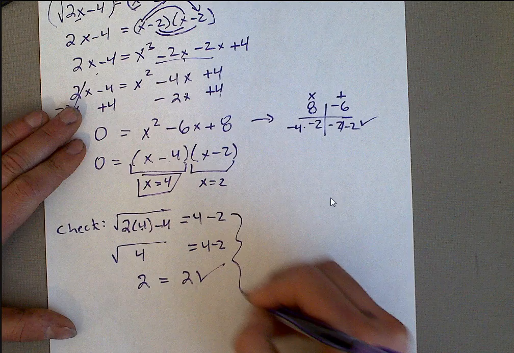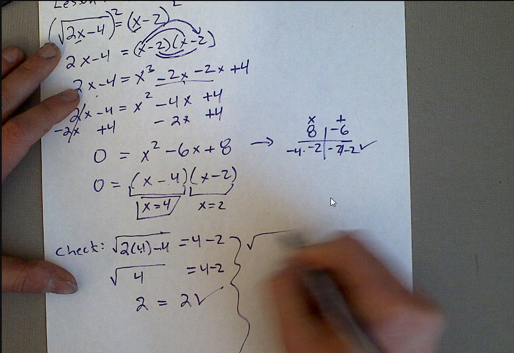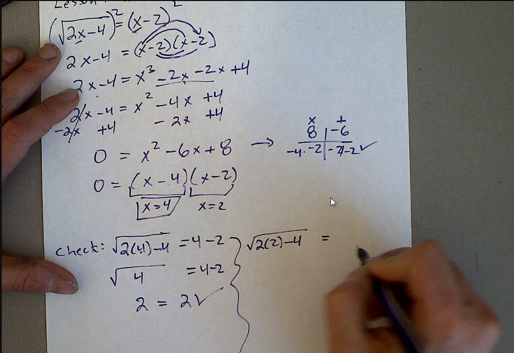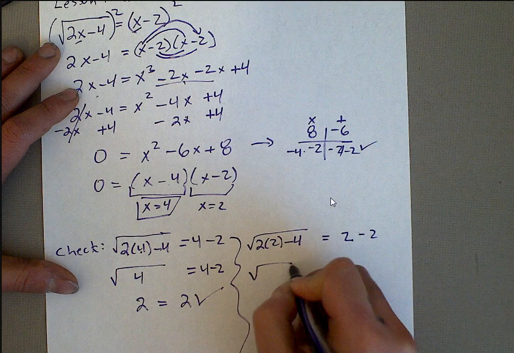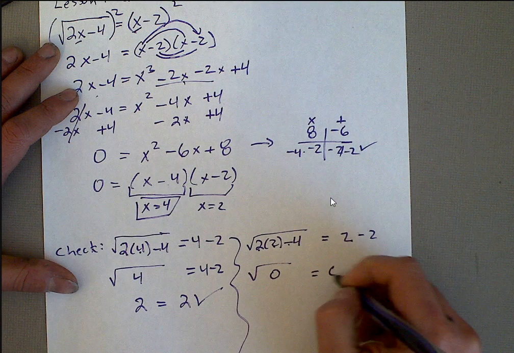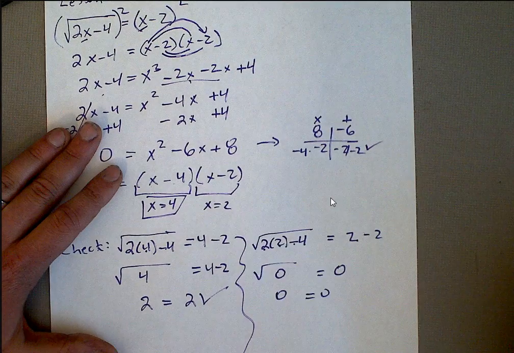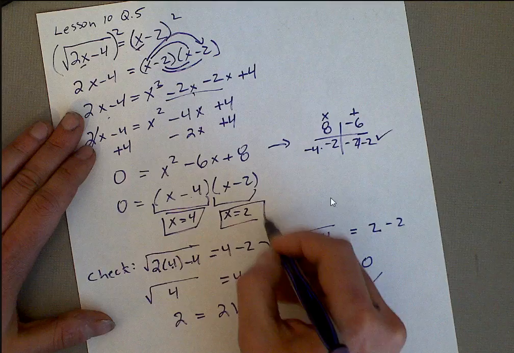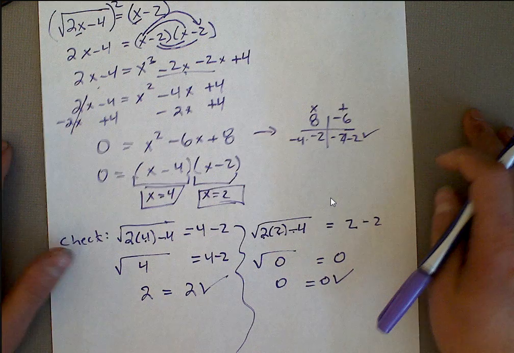And then let's do the same thing with positive 2. So we'll do the square root of 2 times positive 2 minus 4 equal to 2 minus 2. So the square root of 2 times 2 is 4, minus 4 is 0. 2 minus 2 is 0. So the square root of 0 is still 0, and 0 is equal to 0, which is also true, which means in this equation there isn't any extraneous solutions. Both 4 and 2 are valid.